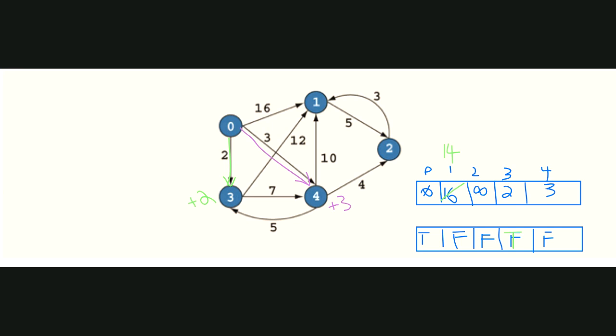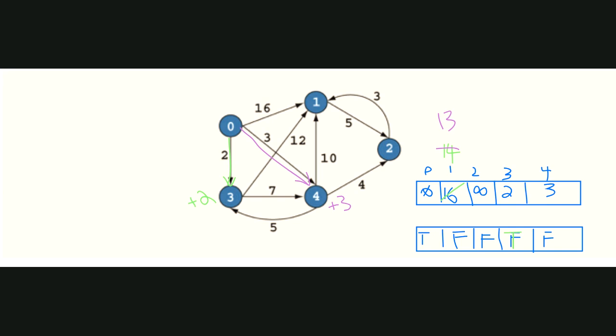And now from 4, I'm going to go back to 1. It's going to be 10 plus 3 is 13. Whatever I had so far was 14 and 16, so this is much better. So I'm going to change that to 13. That means I'm going to go from 0 to 4, and then from 4 to 1 is going to be a lot cheaper, right? Or shorter, or smaller, as far as the weight.